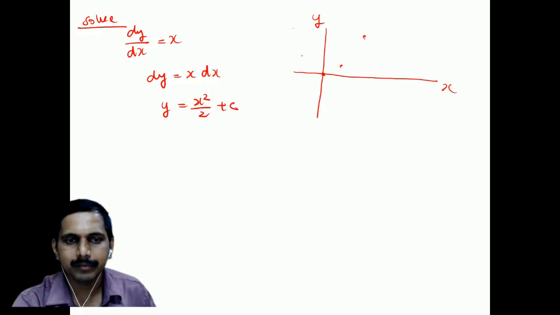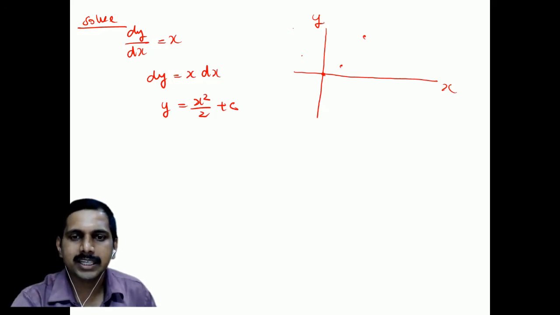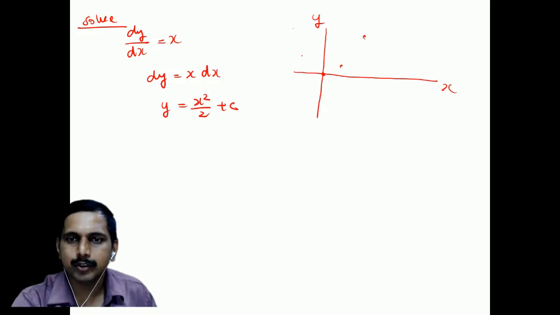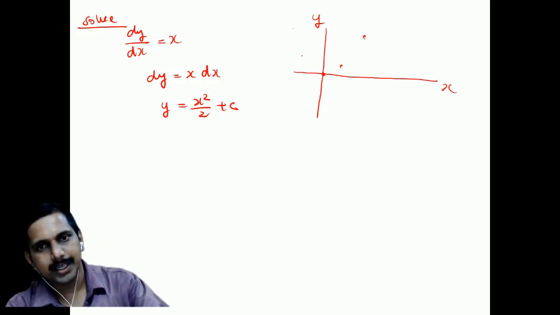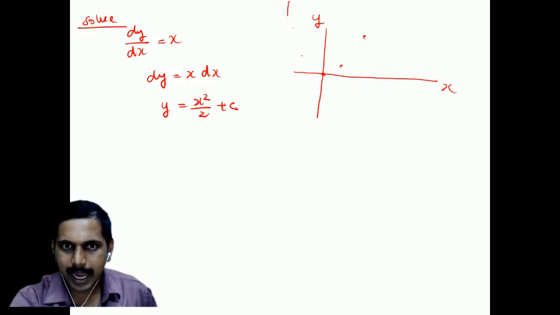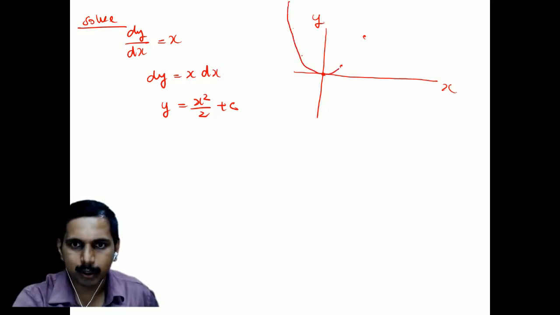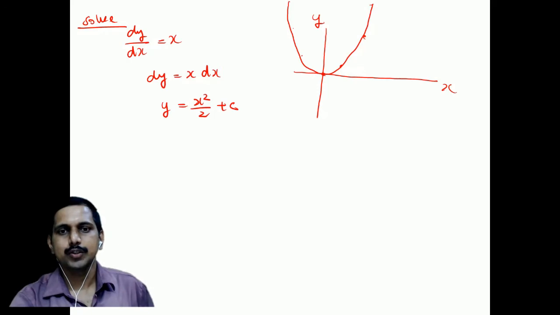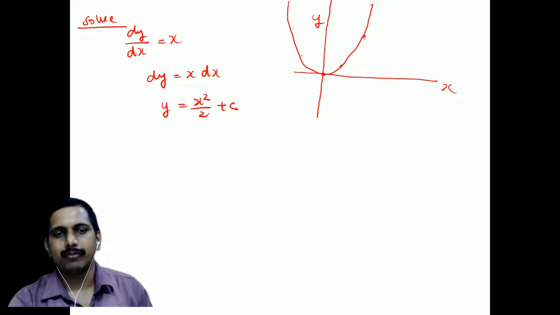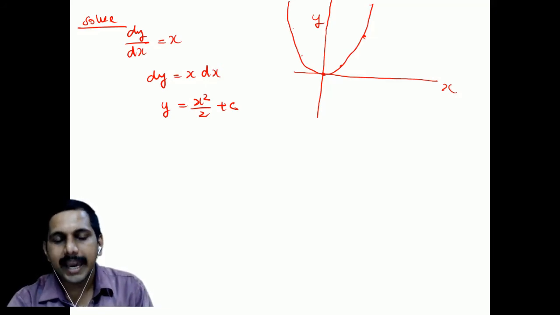With the 2, the values change. So you can say at x is equal to 1, y is equal to half, correct? At x is equal to 2, y is equal to 2. At x is equal to 3, y is equal to 4.5, like that it goes, okay? And plus or minus. So this is a parabola. So you see, you get a parabola in this fashion, correct? So it is a solution.